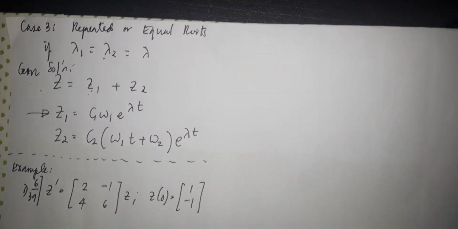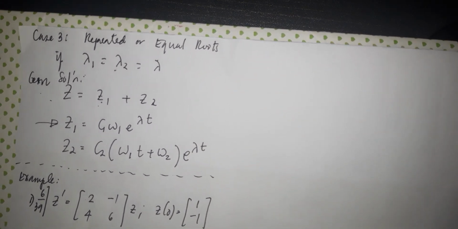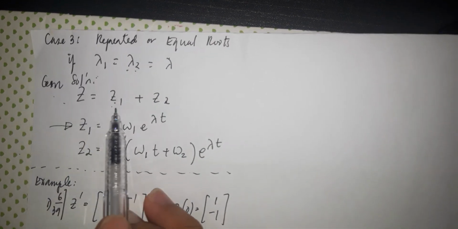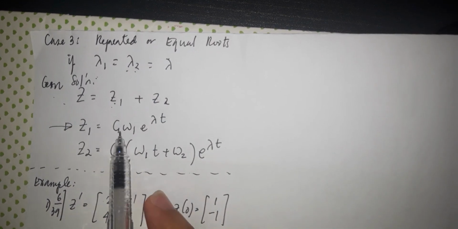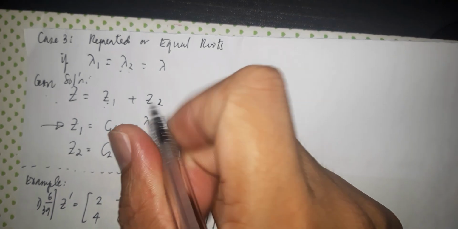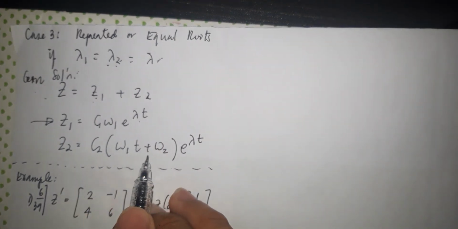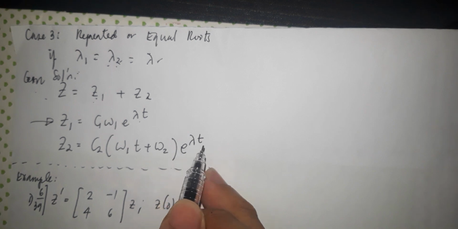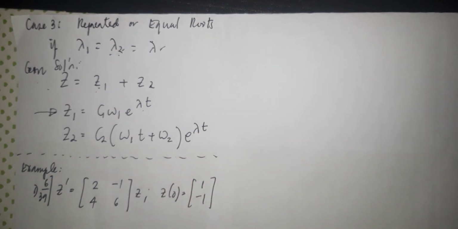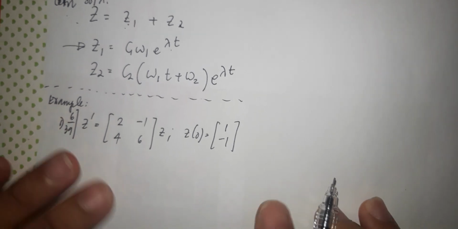Okay, so let's proceed with the last case. So this is when the lambdas are equal. Notice this is lambda 1 is equal to lambda 2. So let's denote it as lambda. Our general solution is z equal to z1 plus z2. We all know that z1 is equal to c1 omega 1 e raised to lambda of t. Since lambda 1 is equal to lambda 2 is equal to lambda, I just put it as lambda. And then z2 is equal to c2 times omega 1 t plus omega 2, times e raised to lambda of t, since lambda 1 and lambda 2 are the same. So let us try to solve that.